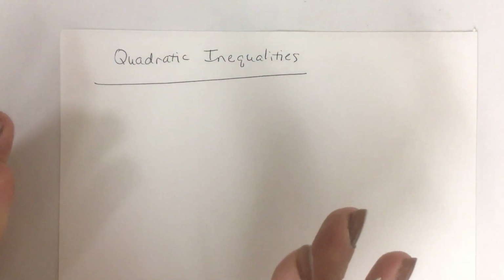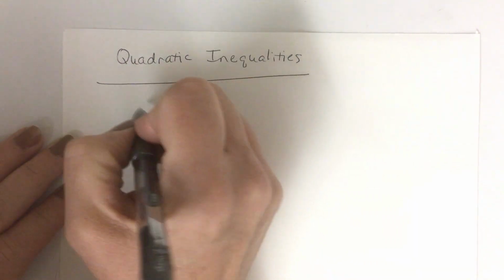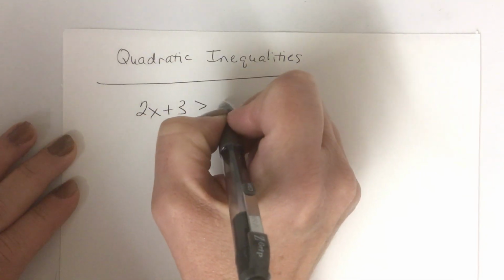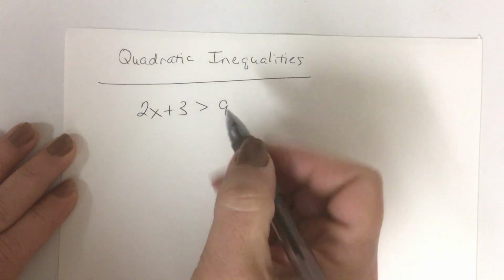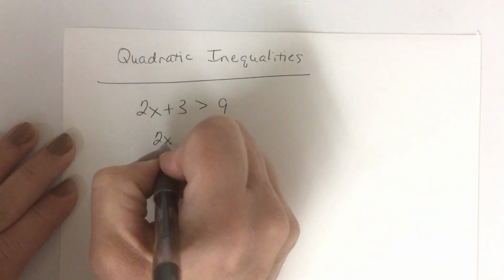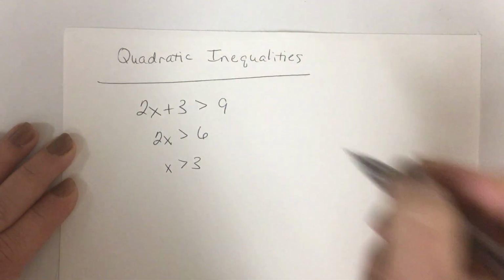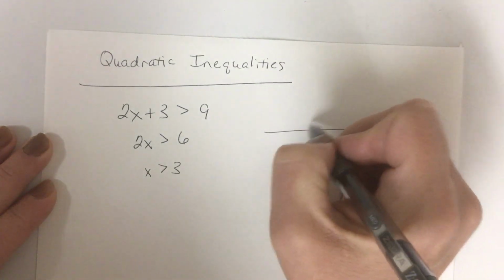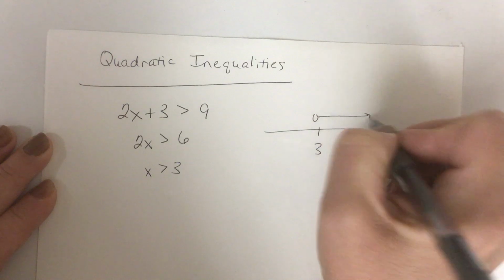To start this, I want to show you a linear inequality and then tell you that we can't do a quadratic that way. If I have 2x plus 3 is greater than 9, then you just solve this like a linear equation. You subtract 3 from both sides, and you say 2x is greater than 6, and then x is greater than 3. And so if we have a number line, here's 3, and the x's that make this true are anything bigger than 3.